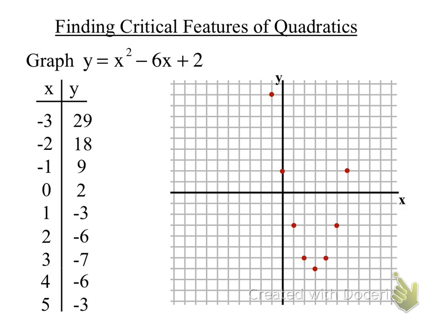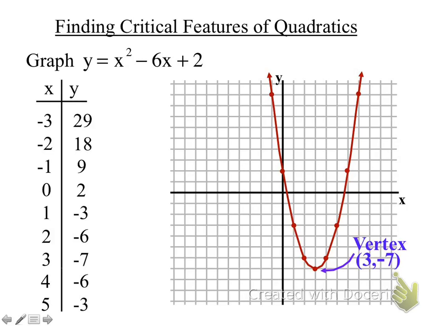If I do the table method, I still need these features. So what is the vertex here? Kevin? Okay, the vertex is 3, -7. What's my axis of symmetry? 3. It's crossing the x-axis at 3.